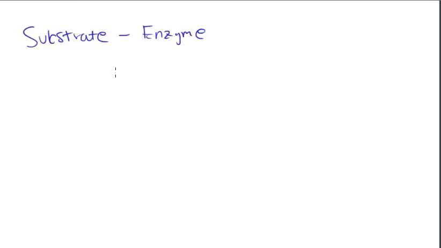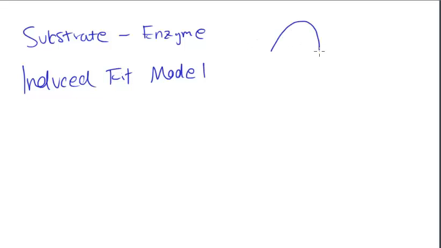The model that we use to describe this relationship is called the induced fit model. Basically, this model describes how enzymes work. As a substrate enters the active site of an enzyme, or where the enzyme binds to a substrate, let me illustrate that a little bit for you. So let's say this is the enzyme, your active site would be right in there.